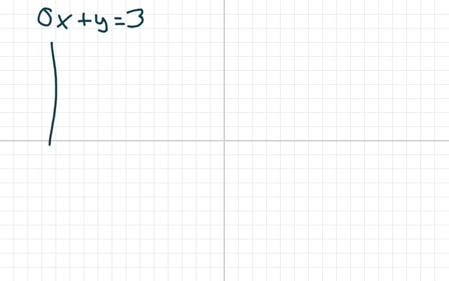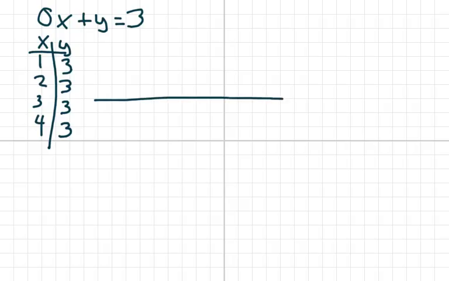That means no matter what my x is, I can make my x 1, 2, 3, 4. Whatever I plug in, I'm always going to get 3 for my range. And what it would look like is this equation here. This line right here. This is y equals 3.